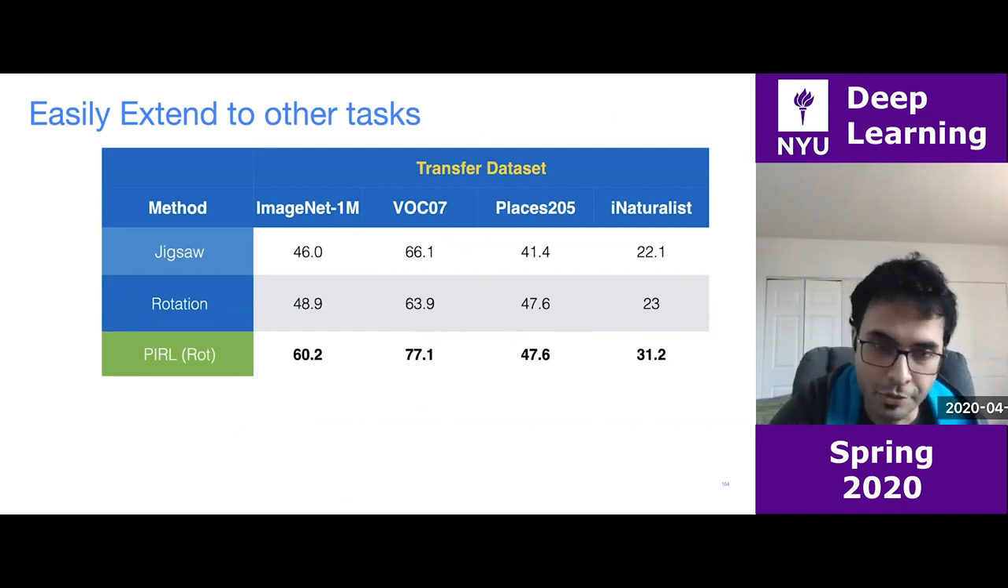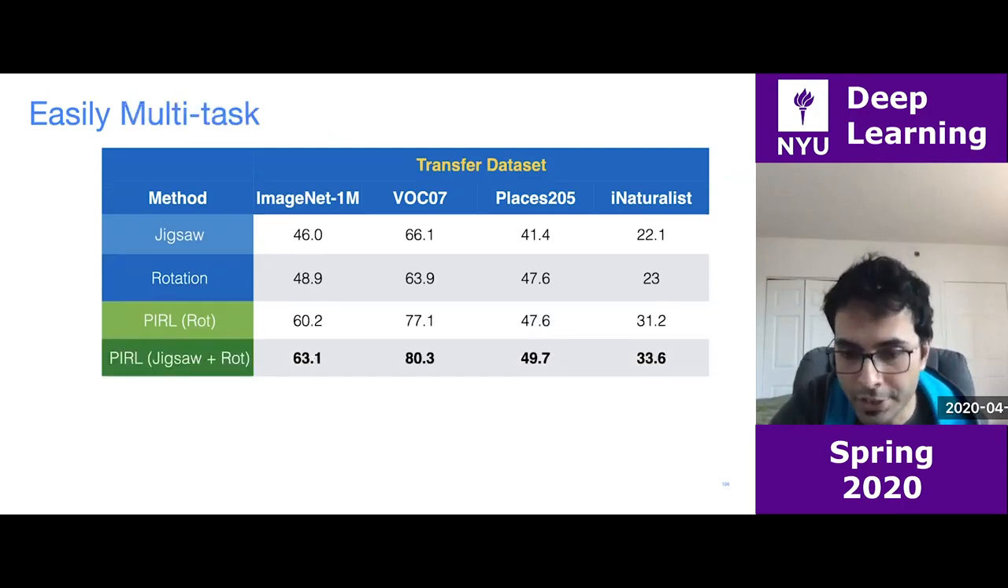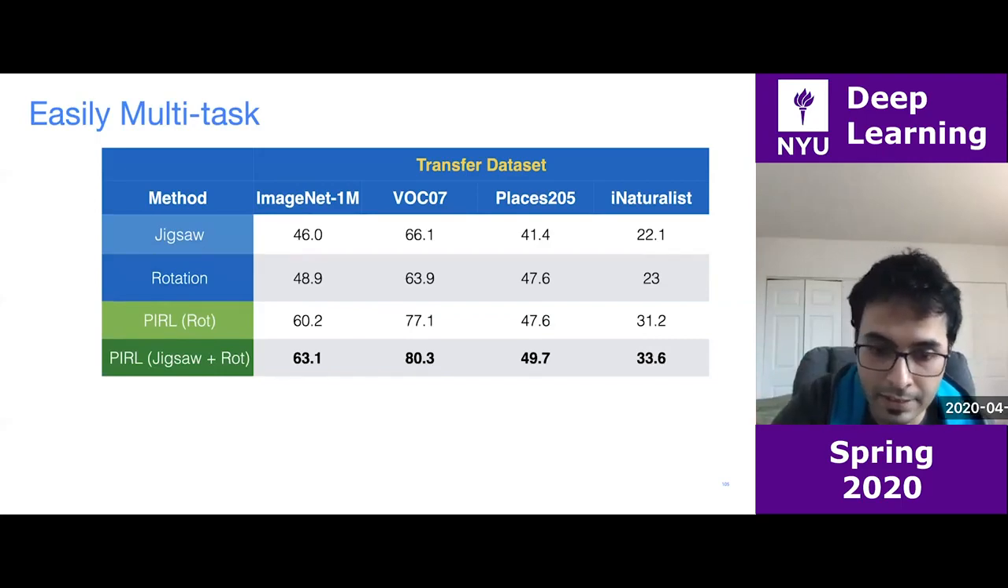And the paper also shows that we can extend PIRL, it's not limited to Jigsaw. You can do that on rotation. You can in fact do it on a combination of Jigsaw and rotation, and you get more and more gains when you basically start doing this.